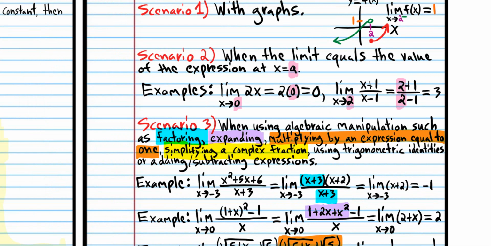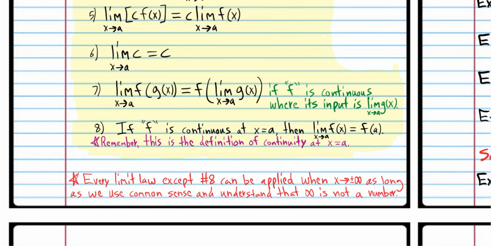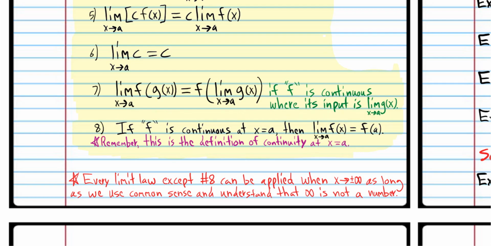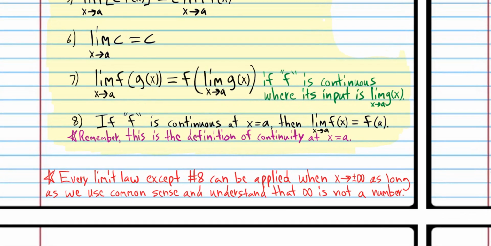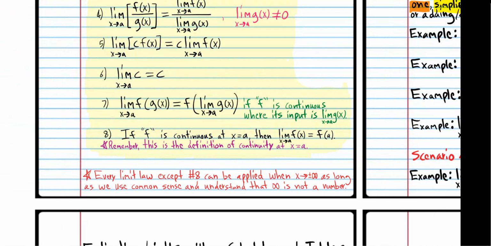And we actually make that a limit law. We say that if f is a continuous function at x equals a, then the limit of f of x as x approaches a is equal to f of a. So all that means is that if the function is continuous at x equals a, we can simply plug in a to whatever the expression is to find the limit. That's limit law number 8.